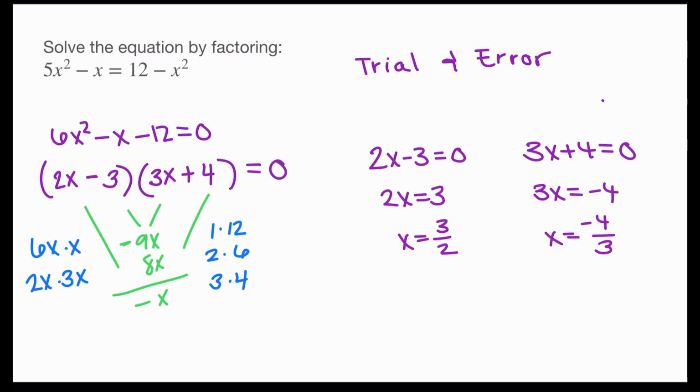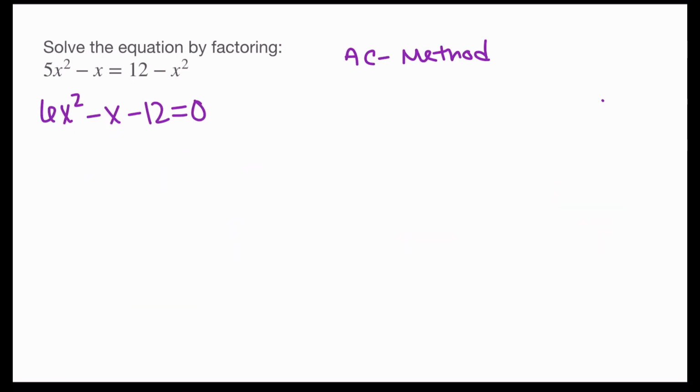Now, I really like the trial and error method because I think it's really fast. But if you prefer something that's a little bit more algorithmic, or has a list of steps to follow and less guessing, there is another method that you can use to factor things of the form, I guess we've got 6x squared minus x minus 12. And I refer to that as the AC method.